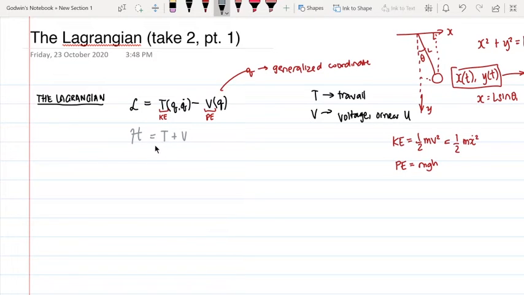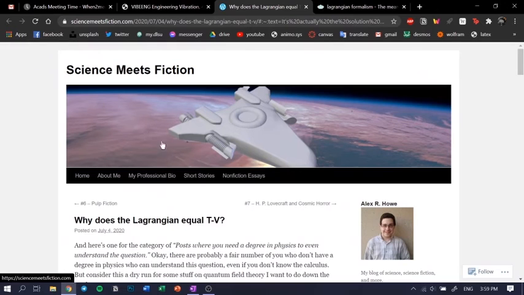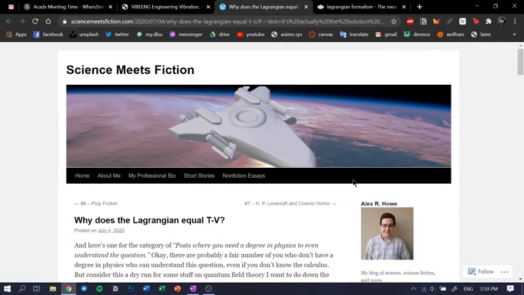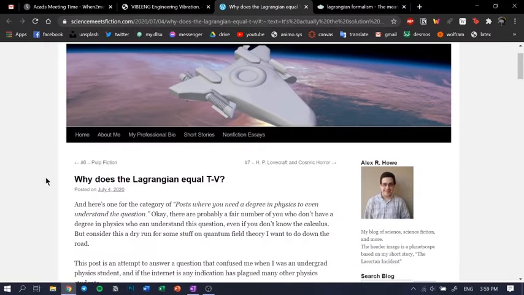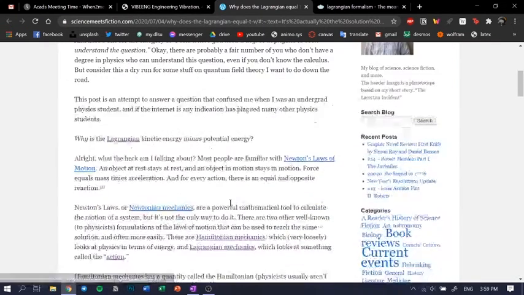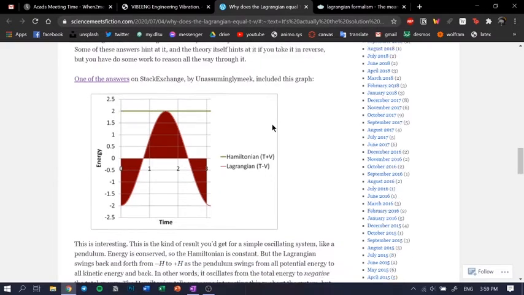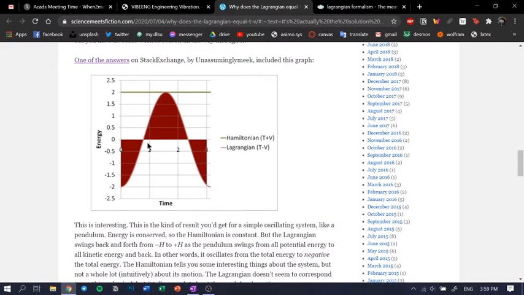But basically, they're related in the sense that I read this article yesterday. It's Science Meets Fiction, Alex Howe's blog website, about why the Lagrangian equals T minus V, and basically he found this answer on Stack Exchange by unassumingly meek, and he has this graph. This is the motion of a pendulum as it swings back and forth, and so we'll just remember this.